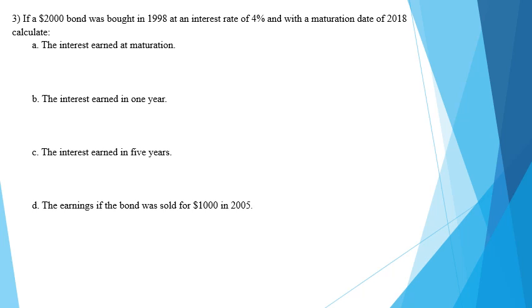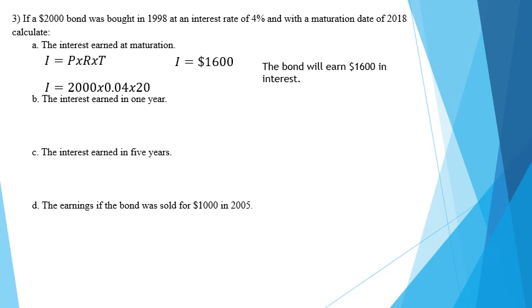So the first question is how much interest is earned at the end of maturation? So how much interest is earned after 20 years? So we use our simple interest equation. We fill in $2,000 for P, 0.04 or 4% for our interest rate, and 20 years for T since we're doing the entire span of the bond. And we get that the interest is $1,600. So if the bond is left there for the full 20 years, it will earn $1,600.